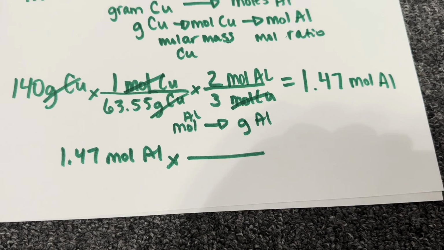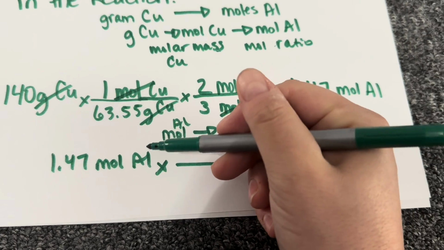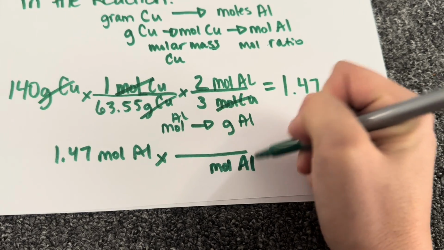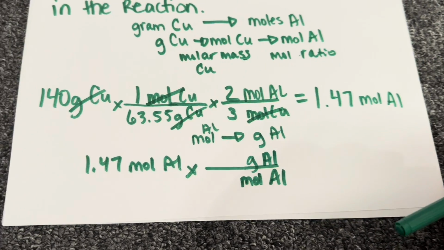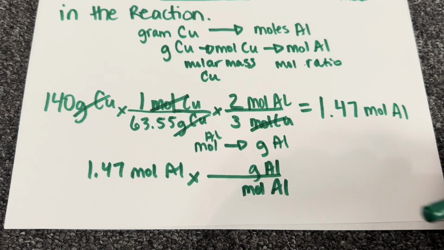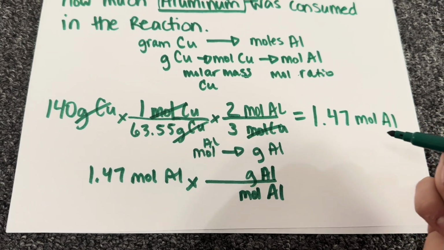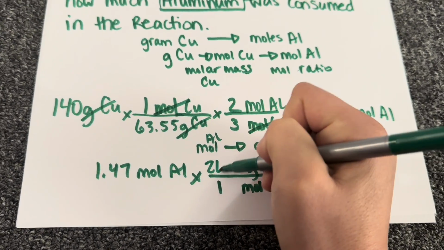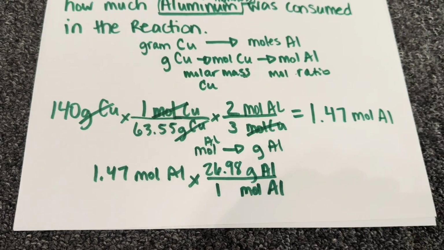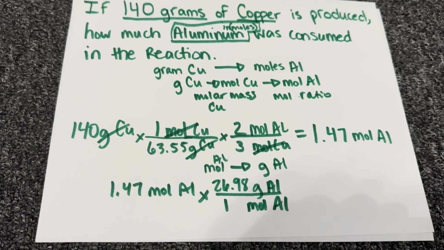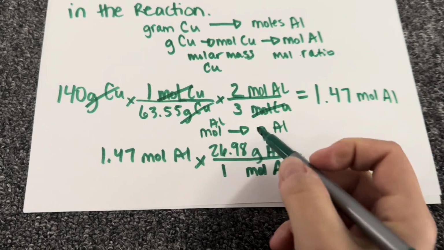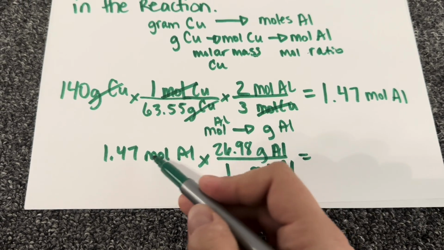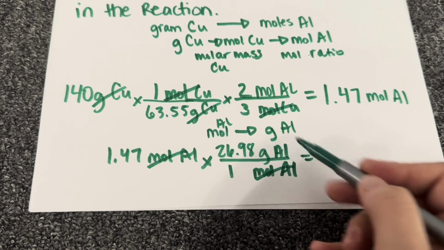So what is going to go on the bottom this time? I've got moles of aluminum I'm trying to cancel out. So moles of aluminum has to go on the bottom, and my grams of aluminum has to go on the top. If I look at my periodic table, I see that 1 mole of aluminum is reported to weigh 26.98 grams. Now all I have to do is algebra it. I thoroughly did my roadmap. I've gone from moles of aluminum to grams because moles of aluminum cancel out and I'm left with grams.